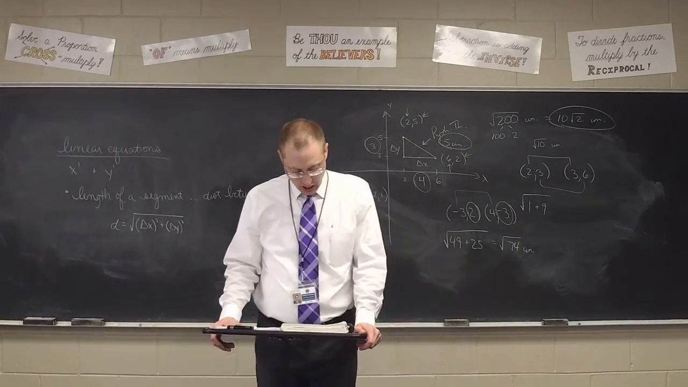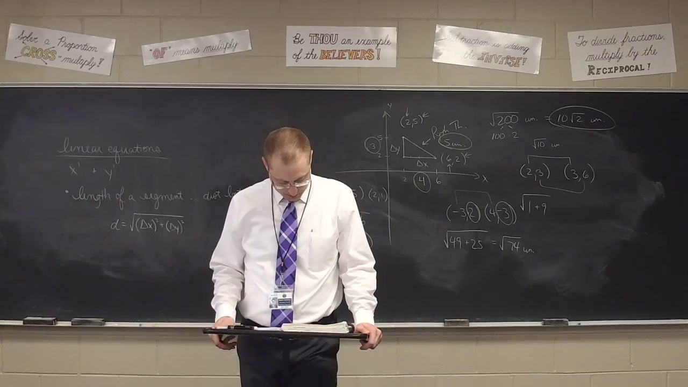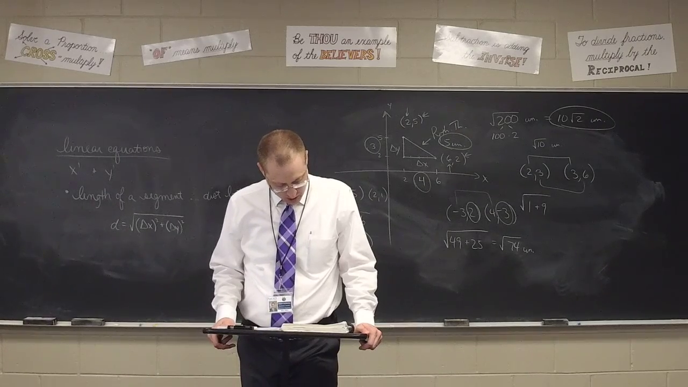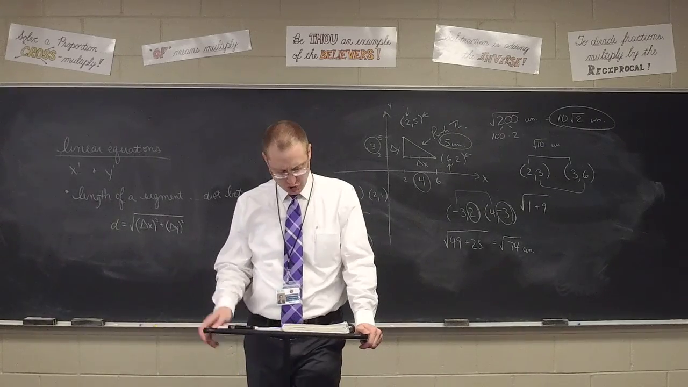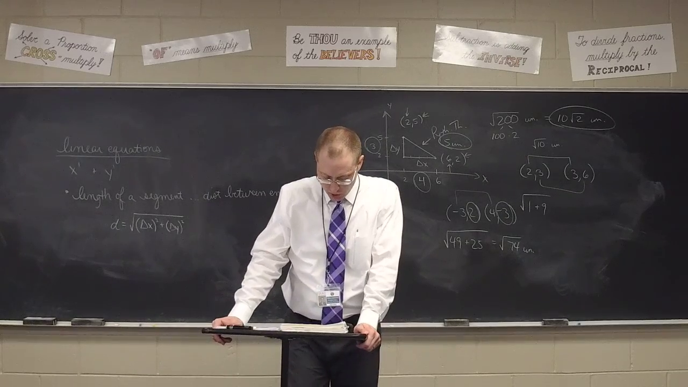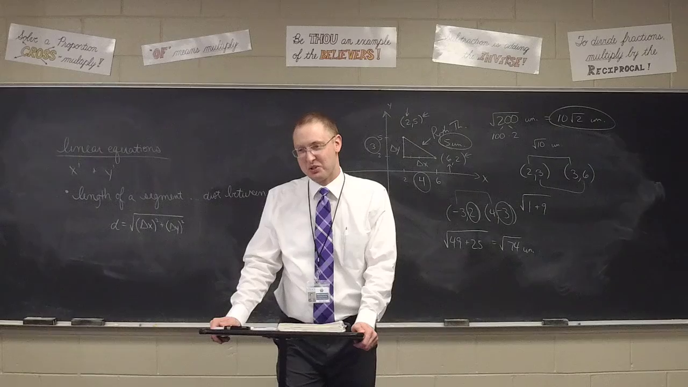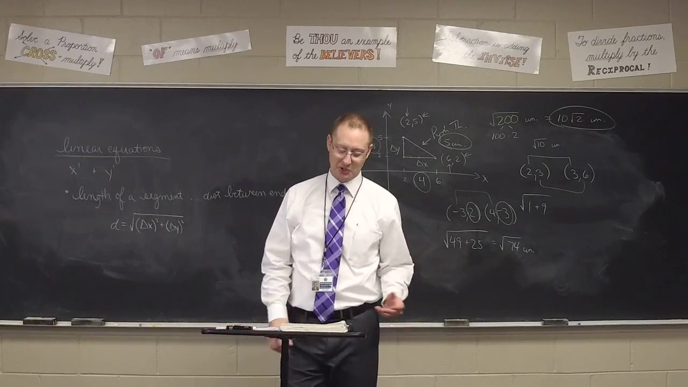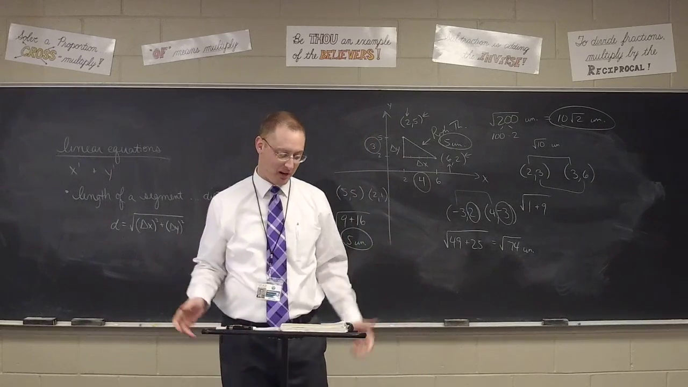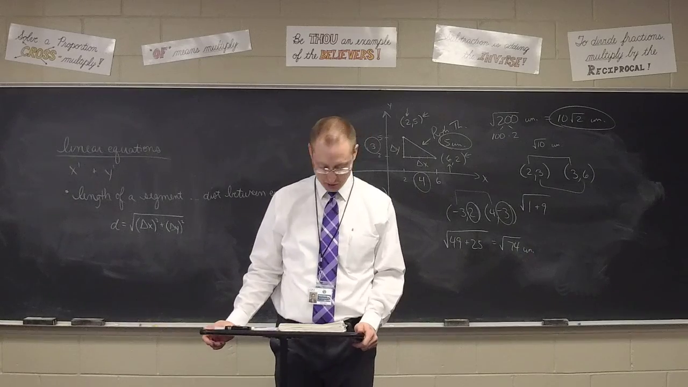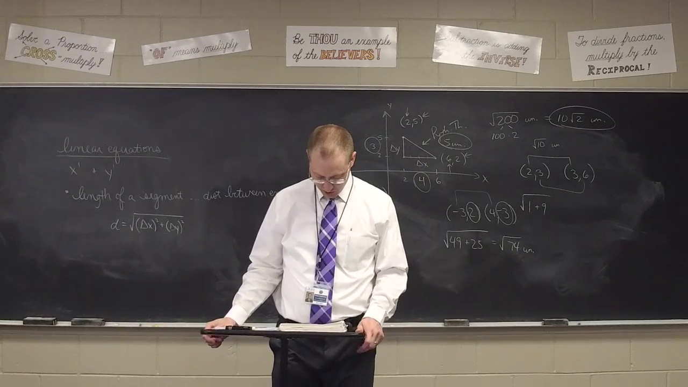Letter C. What did you get for the distance, Jamie? 3 times square root of 5 units. What's the change in x? 3. Squared? 9. Change in y? 0. 0 squared is 0. So 9 and 0 gets 9. We're just taking the square root of 9, we get 3. 3 units should have been our answer.